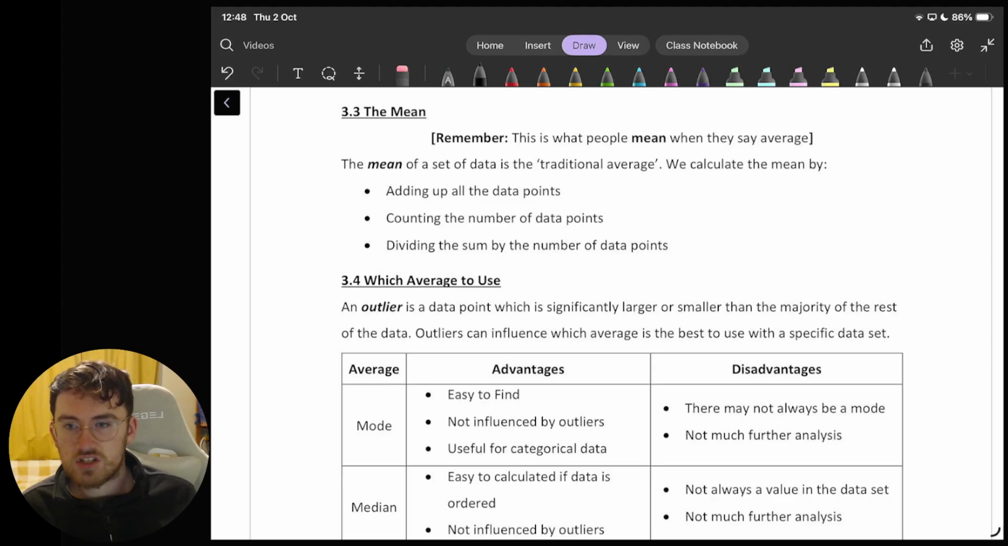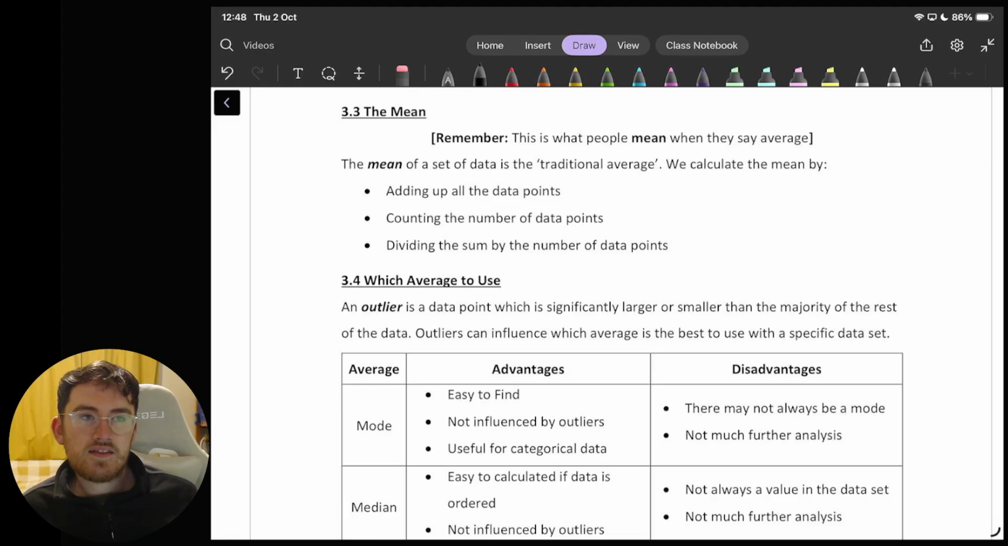It's kind of the traditional average value. So we add up everything we have, we count how many numbers there are, and we divide by how many there are. So add them all up and divide by how many are there. That's the standard average that we've been mostly used to.